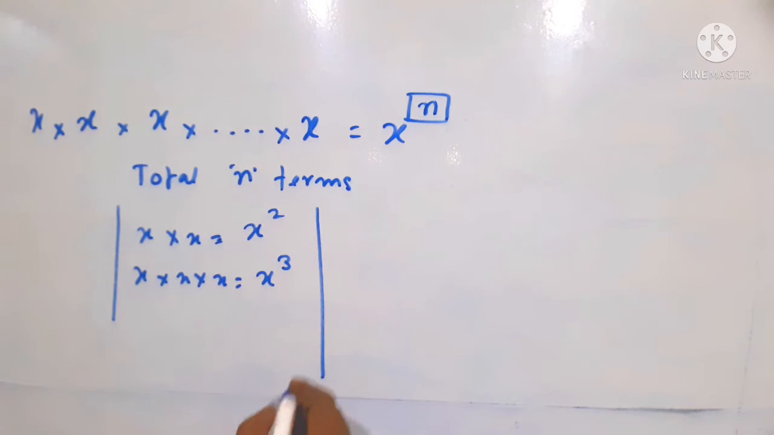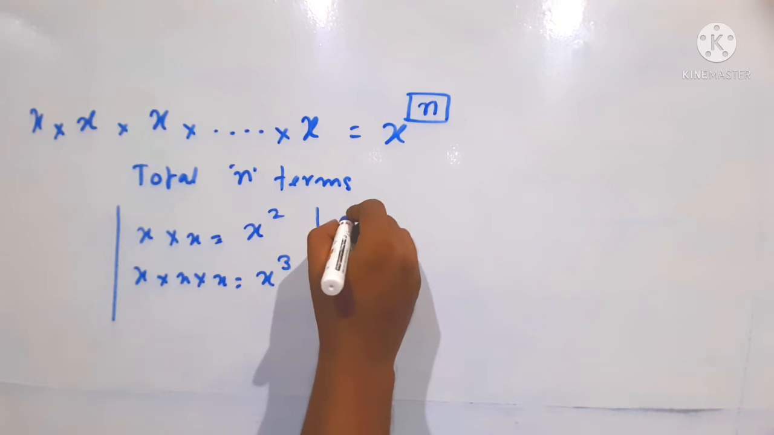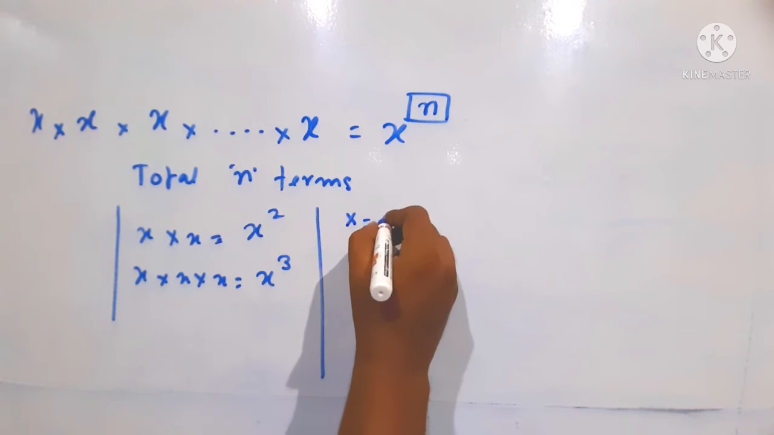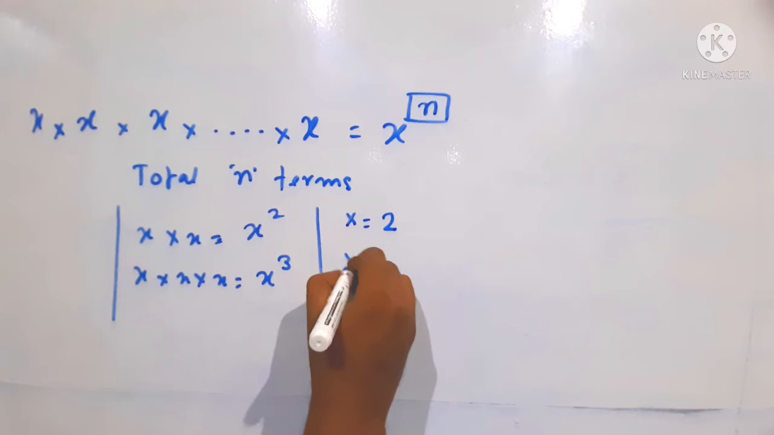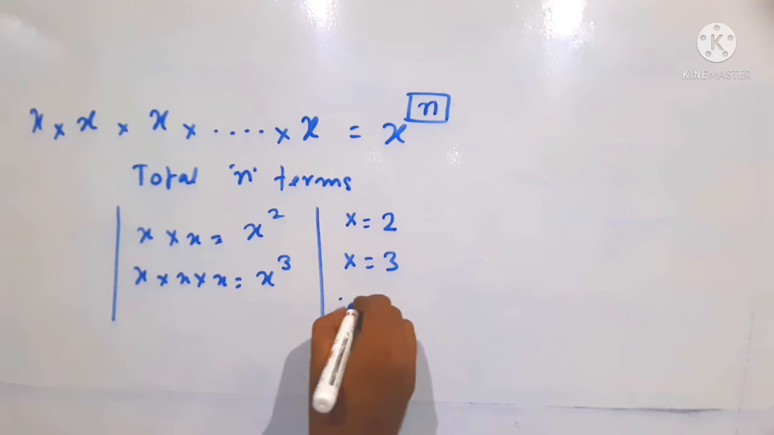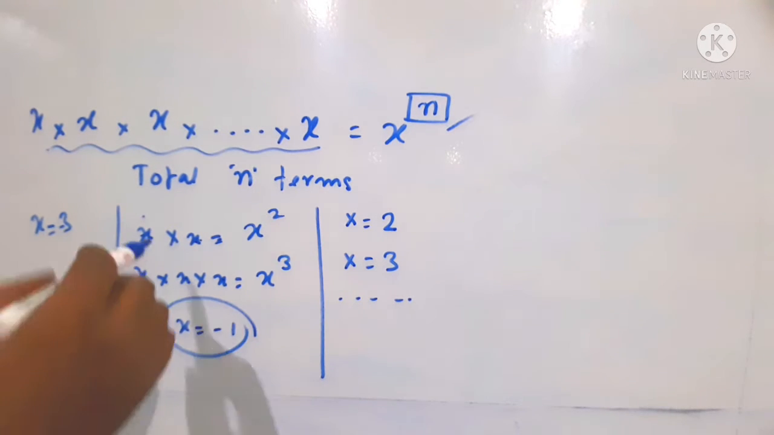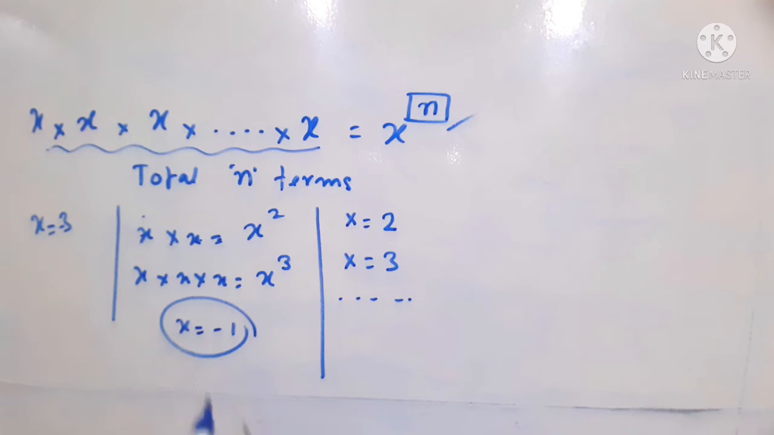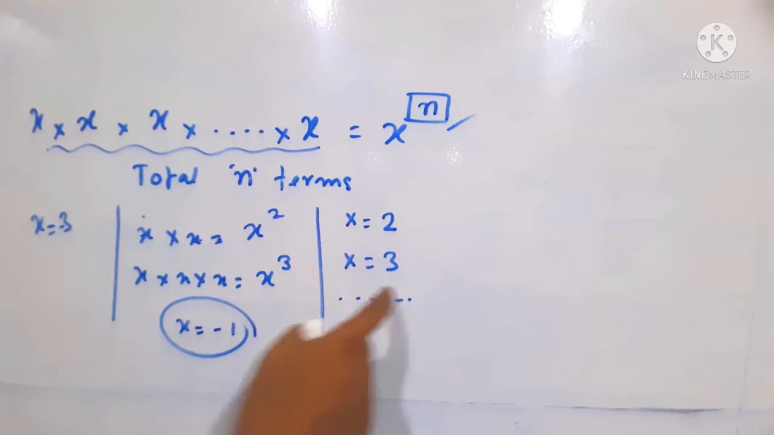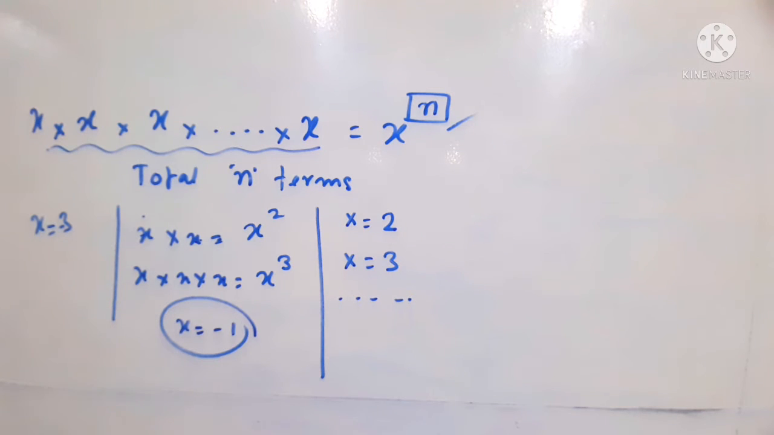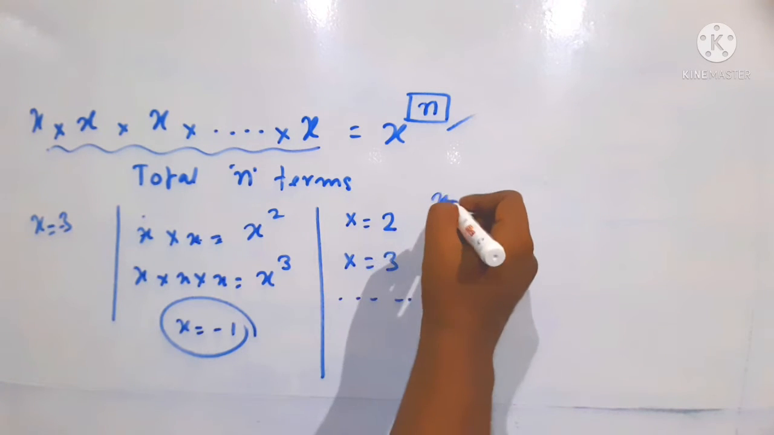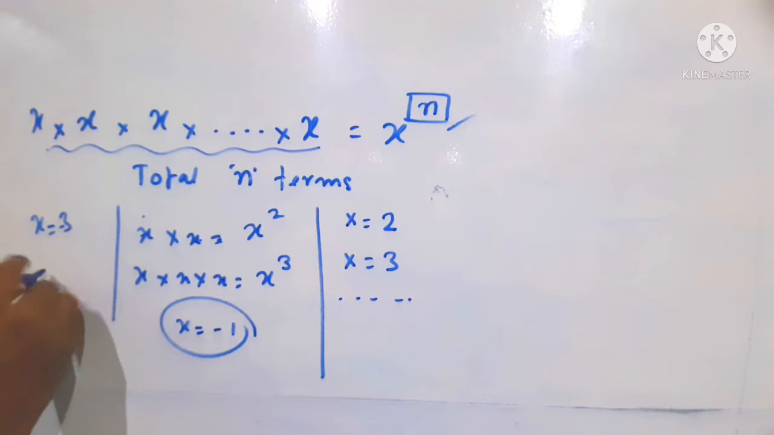Why is it unknown? If you say x equals 2, someone will say x equals 3, and many others. So the value of x can be anything: 2, 3, -1, -2, etc. So x is a variable. x is called a variable.